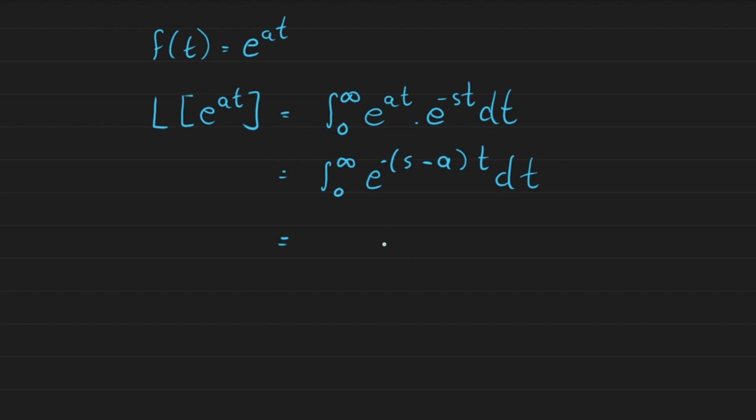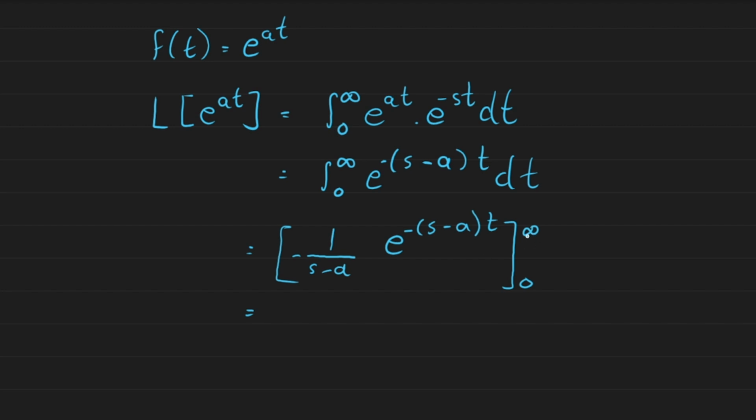So if I do integrate it now, I get the integral of e to the minus this exponent, which just remains as is. That's s minus a times t, and then I account for the inner function, so I need to multiply it by minus 1 over s minus a, and this is all integrated from 0 to infinity.